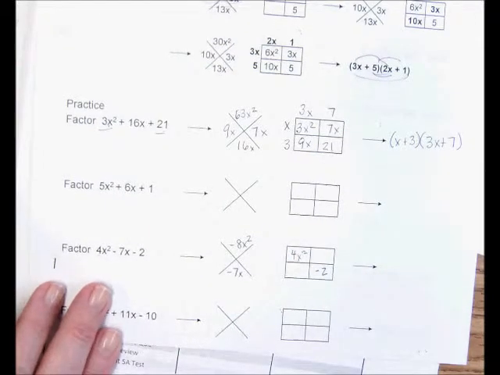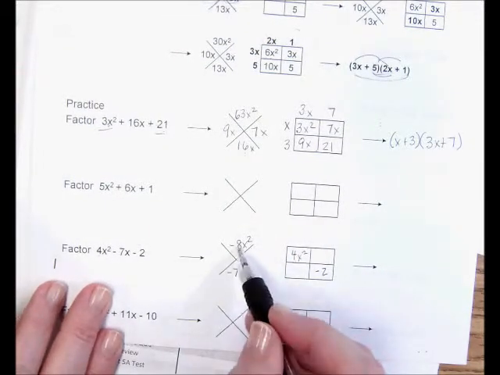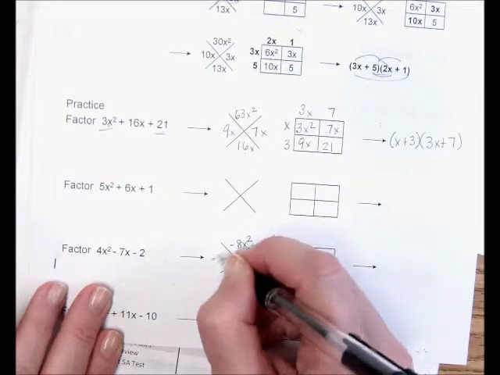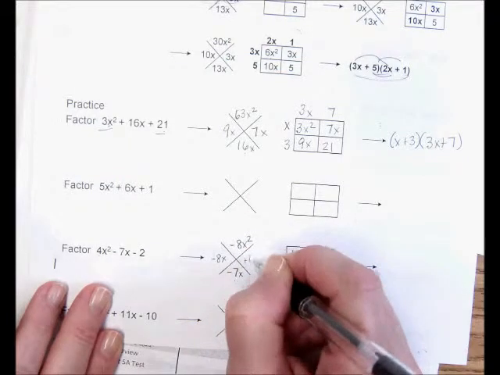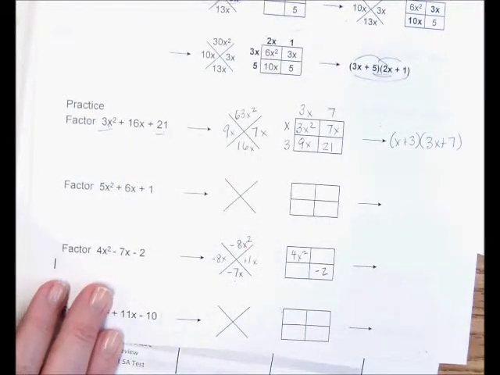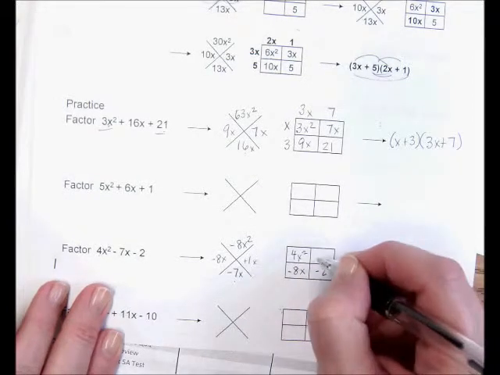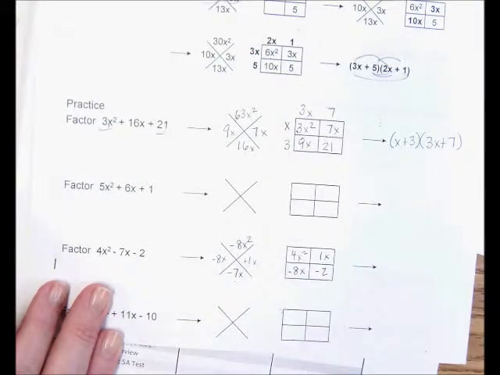Okay. So I have to think of what are my factors of negative 8 that will add up to be negative 7. And that's going to be negative 8x and positive 1x. So I'm going to put a negative 8x down here, and I'm going to put a positive 1x here. And you can just put x, but I don't know why I put a 1x.